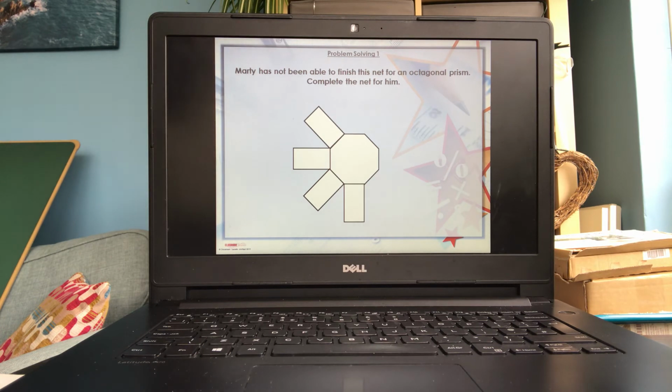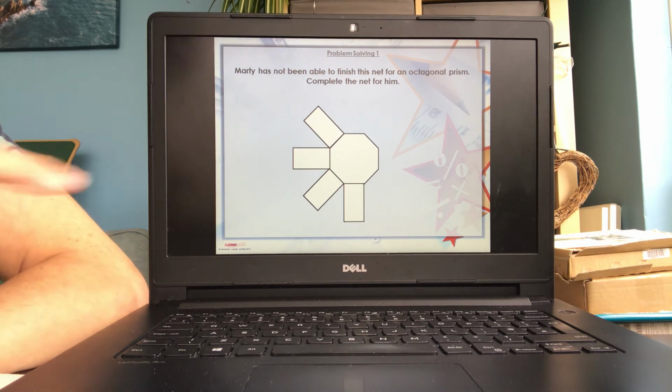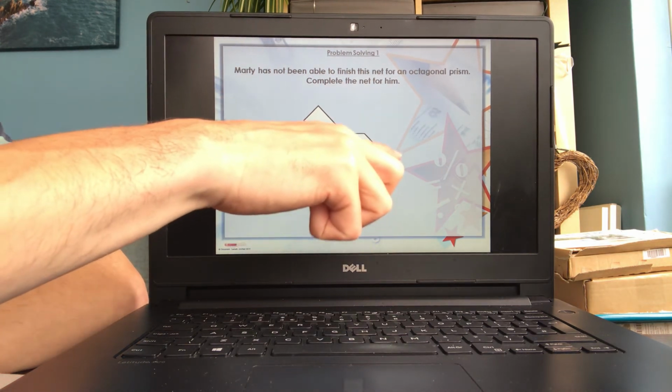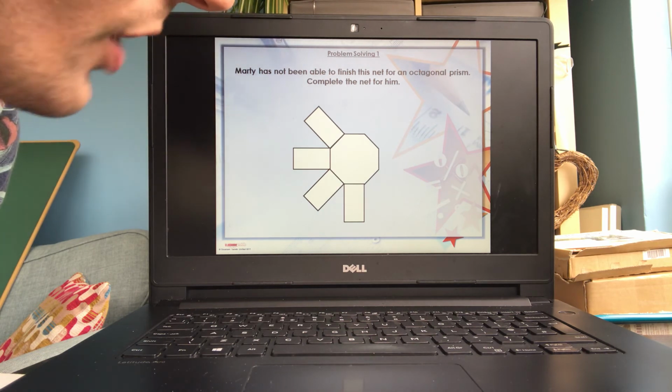Okay, Marty has not been able to finish his net for an octagonal prism. Complete the net for him. So, you could print this or draw it. So straight away, I hope you're with me. We're going to need 4 more rectangles coming off of that octagon.